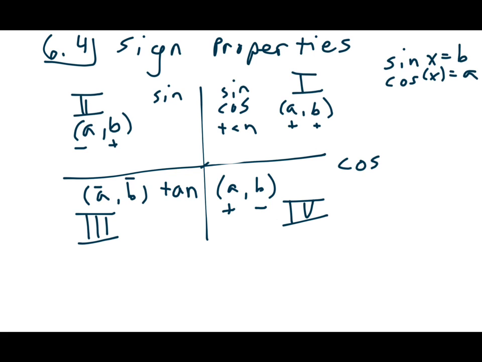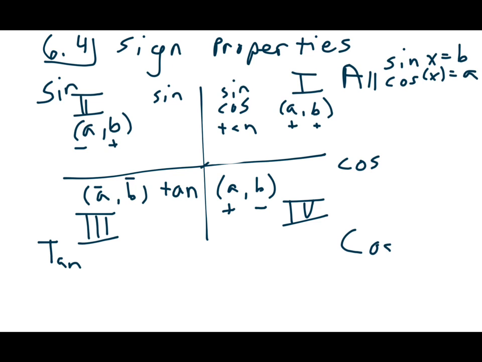Okay? A way that I remember this is I think about it in a counterclockwise manner. I think A, S, T, C. A, S, T, C. So different people make acronyms. You can make whatever acronym you want. A, S, T, C in that order. That means that all are positive, sine is positive, tangent's positive, and cosine is positive.